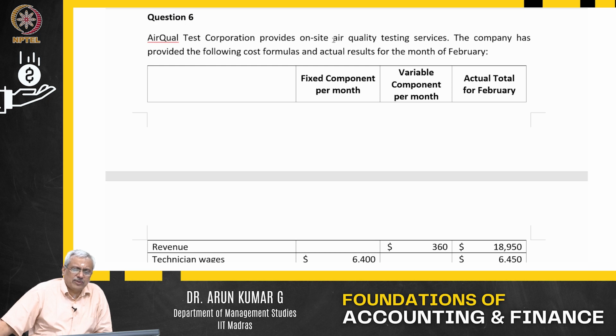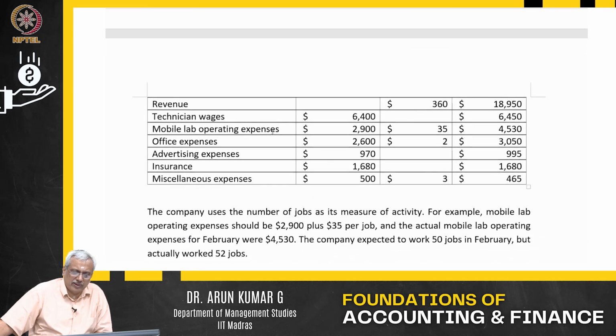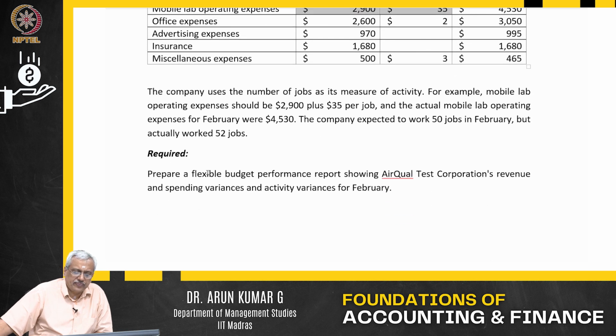Air Quality Test Corporation provides on-site air quality testing services. The company has provided the following cost formulas and actual results for the month of February: fixed component per month, variable component per month, and actual total for the month of February. The company uses the number of jobs as its measure of activity. For example, mobile lab operating expenditure should be about 2900 plus 35 per job. That is 2900 fixed, plus 35 variable, and so on.